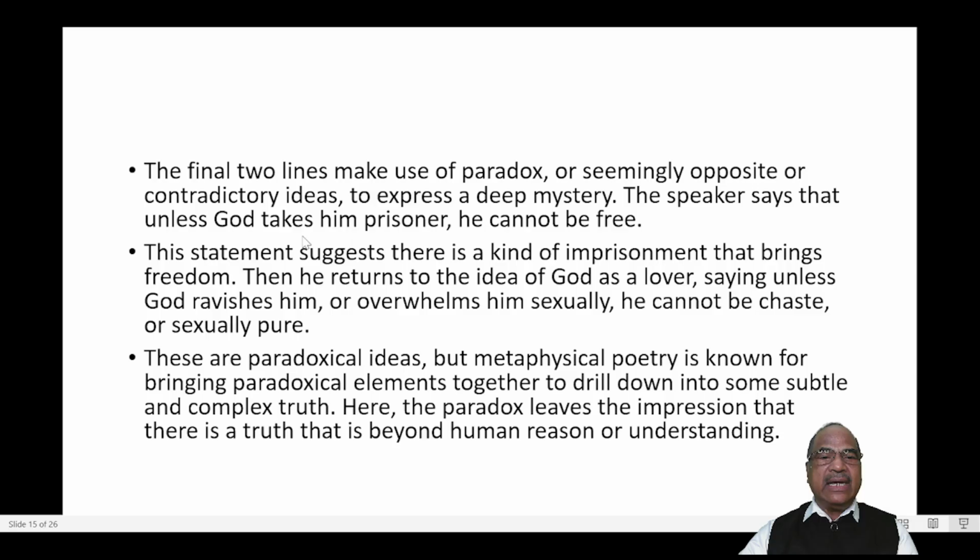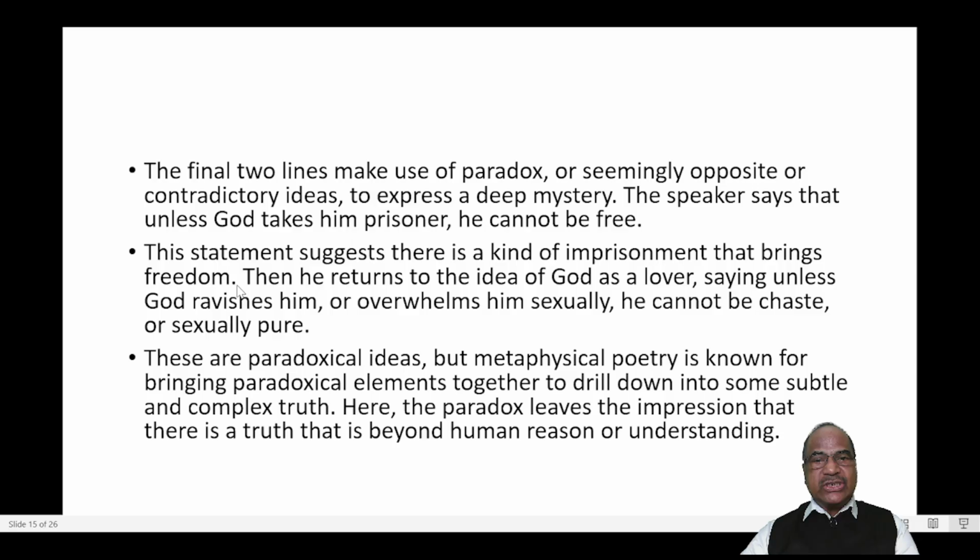As I have already explained to you, this is a very clear paradox, because when one is taken as a prisoner, he will be cabined, cribbed and confined, and he will not be free. Here he says that if God takes him as a prisoner, he will become free. He will become free from Satan or the devil forces. This statement suggests there is a kind of imprisonment that brings freedom. So imprisonment that brings freedom is a paradox.